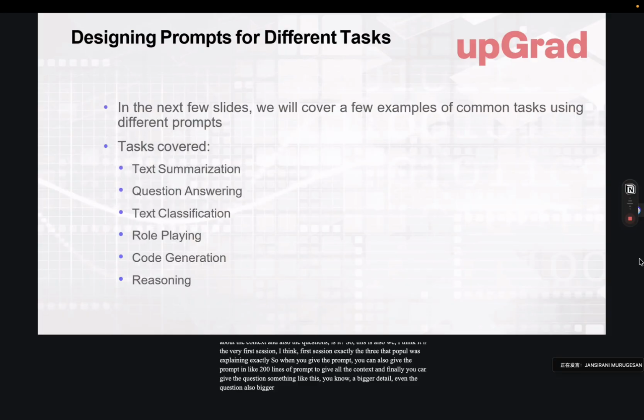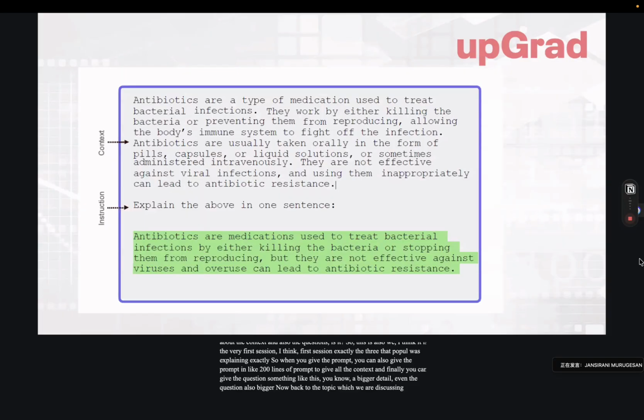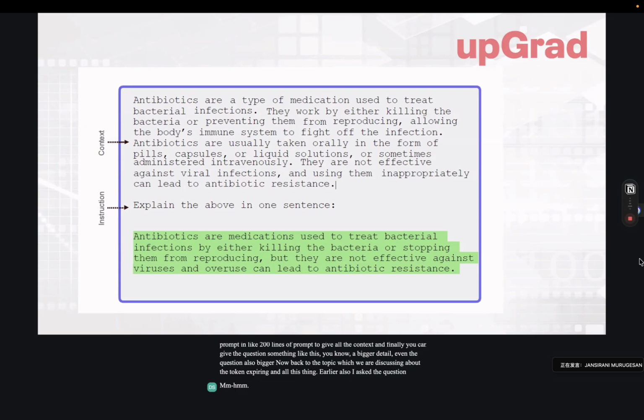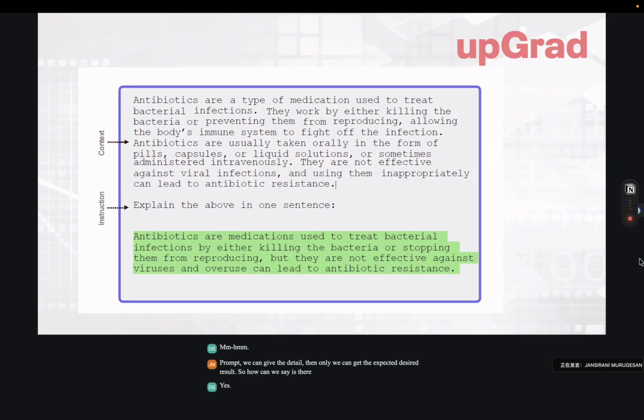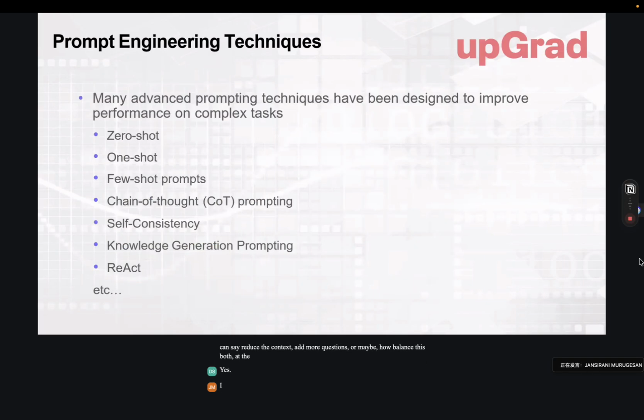Now, back to the topic we are discussing, about token expiring and all this. Earlier I also asked the question very clearly: we can give the prompt in detail, and only then can we get the expected, desired result. So can we improve this context, or reduce the context, add more questions, or balance both, so that at the end I get the desired results? Yeah, sure. I'll try to answer, but not immediately, because we are still in the step of understanding this. But I'll definitely cover those.